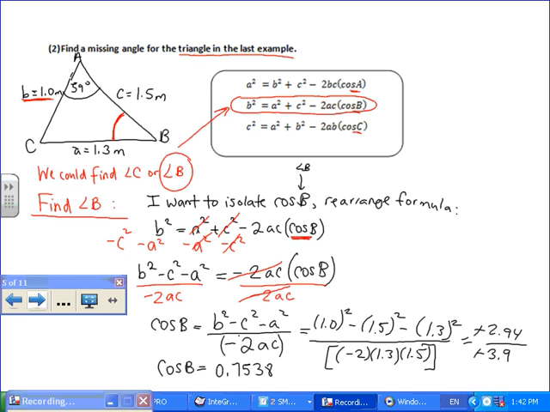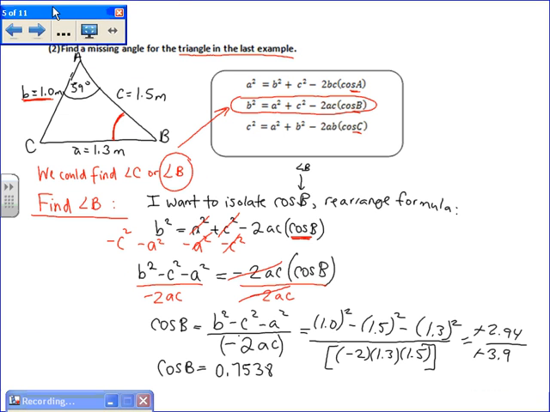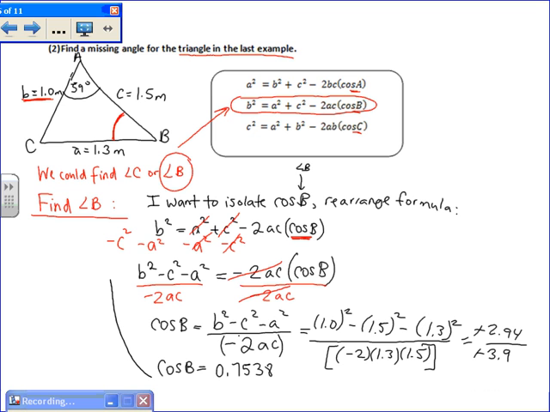I want to find the angle B, not the ratio of the cos of B. So if the cos of B equals that, then angle B is equal to the inverse cos of 0.7538. On our calculators, we take the inverse cosine of that, and that's going to come out to be 41 degrees, rounded to the nearest degree. 41 degrees is our answer.